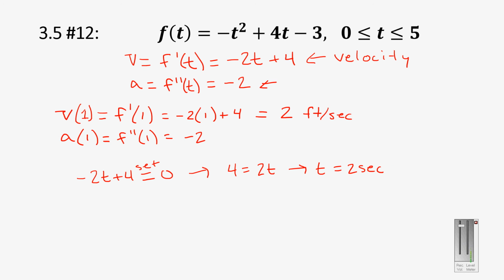That's what that represents. But remember what D was asking us: determine the acceleration of the object when its velocity is 0. So this is when v equals 0. But we want to determine the acceleration at that time. So we're going to take f double prime of 2. And the sad thing here too is that this is a constant, so it doesn't really matter in this particular problem. It's still going to be negative 2. So that answer is 3.5, number 12.